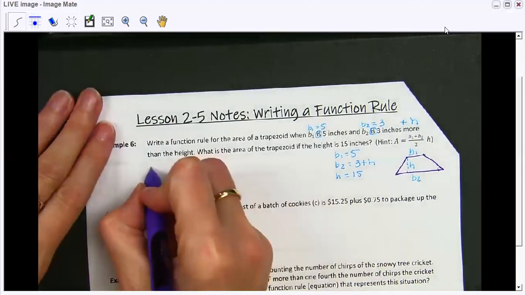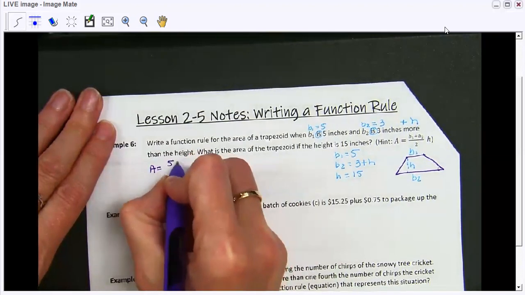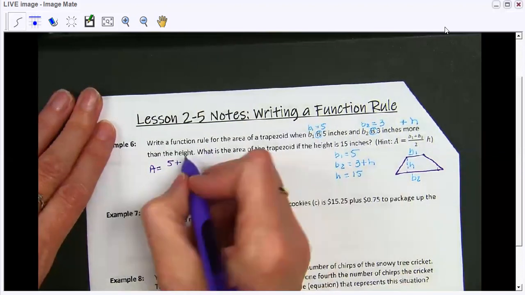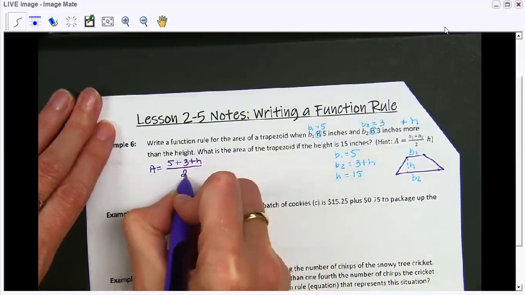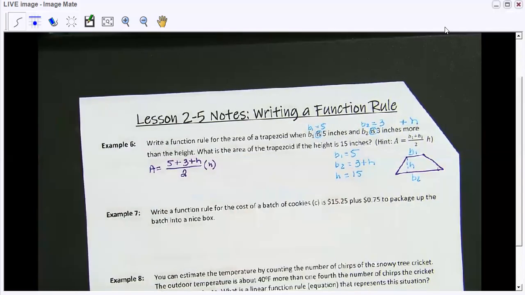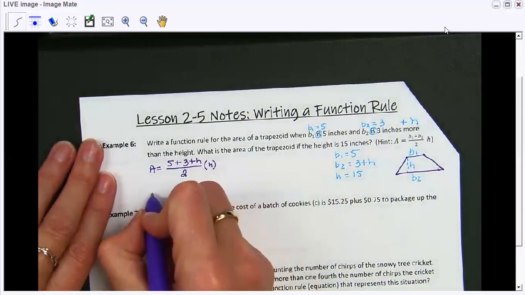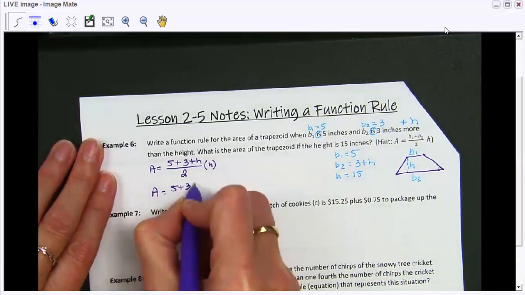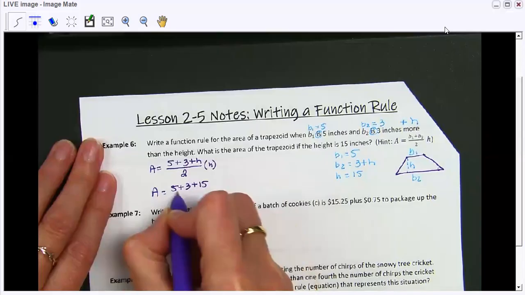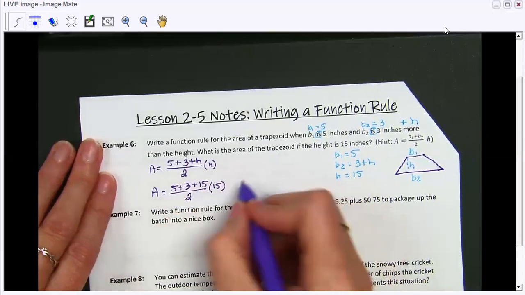So area equals, okay, base 1 is 5. Base 2 is 3 plus the height, all divided by 2 times the height. Okay. Now I'm going to plug in what height is. So let's go ahead and do that. We have area equals 5 plus 3 plus 15 divided by 2 times 15.